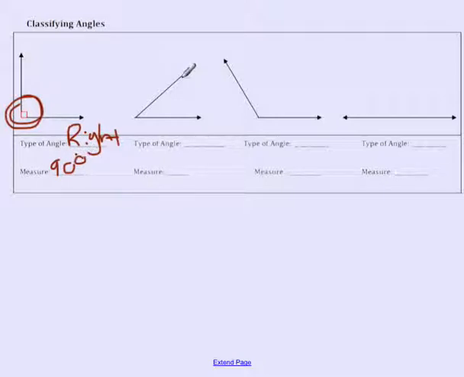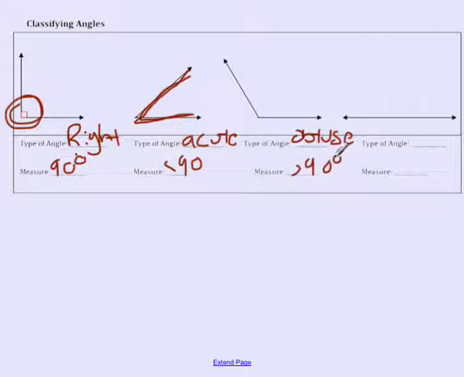This angle right here is known as acute, and we call it acute because it's a cute little angle. So the measure of that angle is going to be less than 90 degrees. What makes it acute is if it is less than 90 degrees. This angle is obtuse, and what makes it obtuse is that it's greater than 90 degrees.